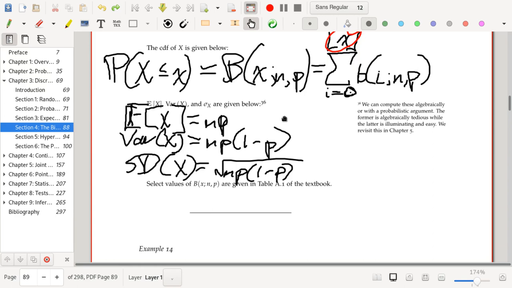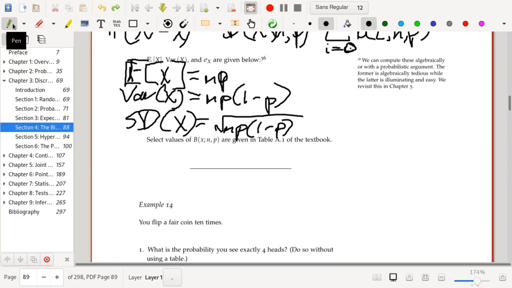I don't know necessarily about the variance being something very easily interpreted, but the expected value certainly is. It's saying that if the probability of success is 0.1, and you do this experiment 10 times, then you expect to see one success in your sample. Or if you do this experiment 100 times, you expect to see 10 successes. So it's actually a rather easily interpreted quantity, this n times p. Okay, and I mention here that select values of b, x, and p are given in table 8.1 of the textbook, but in this video, I'm just going to use R.